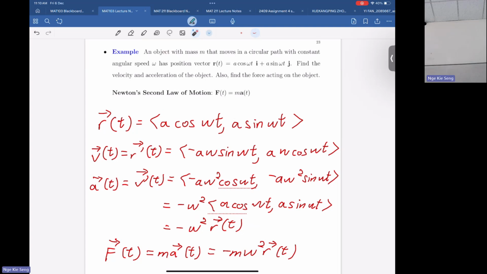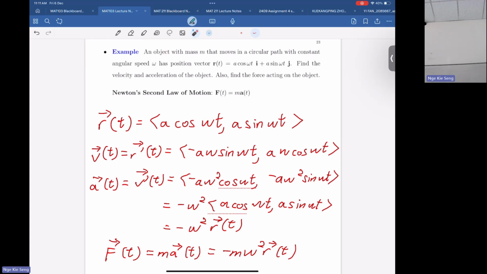What condition does a circle have to satisfy? A circle, okay, the radius is the same. The trigonometric equation has to satisfy x squared plus y squared equals some radius squared. With a constant angular speed omega, it gives you the vector function a cos omega t plus a sine omega t. Does this vector function satisfy a circle equation or not? Satisfy. If you square both coordinates, it equals a squared, so a is the radius.